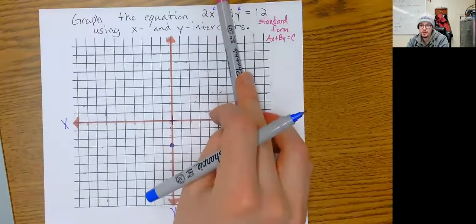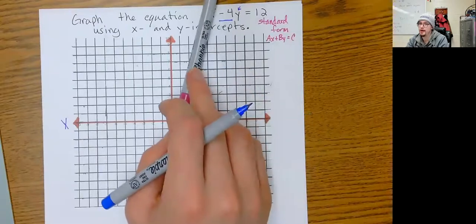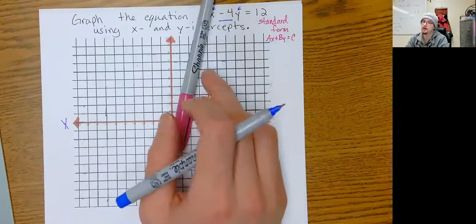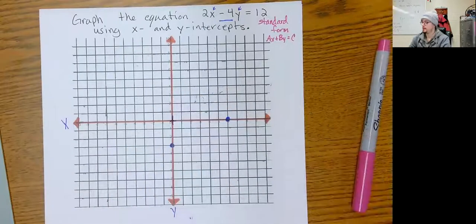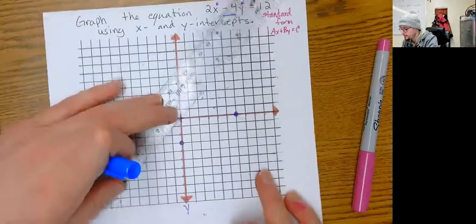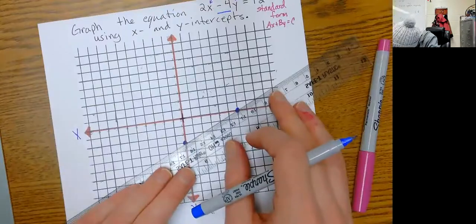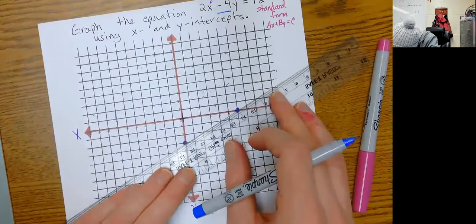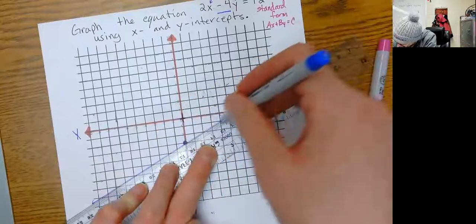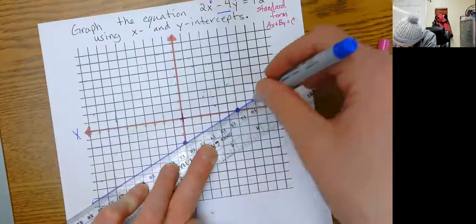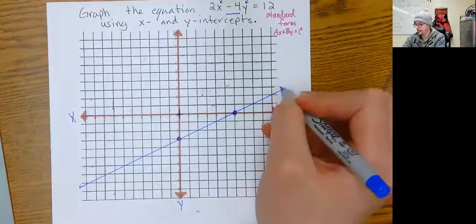So 12 divided by 2 is 6. That gives me my x-intercept. 12 divided by -4 is -3. That gives me my y-intercept. Let's grab my ruler, handy dandy ruler. Get those as close as I can. There is my line for that equation.